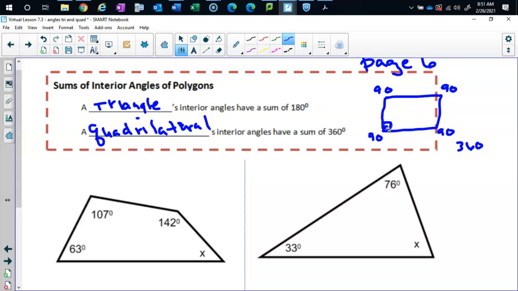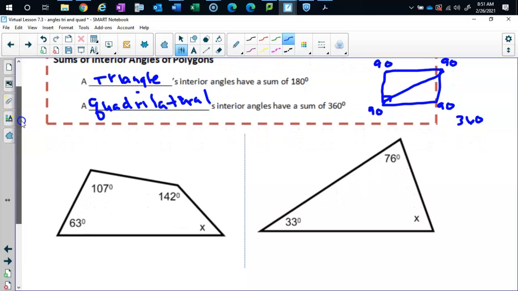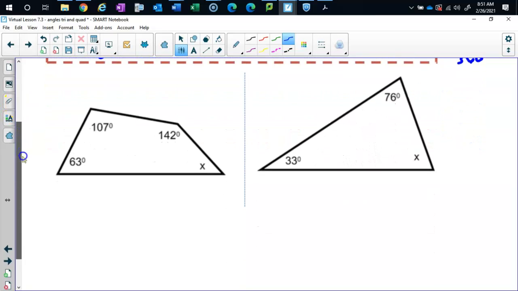Or you could split this into two triangles. This triangle has 180. This triangle has 180. 180 plus 180 is 360. I don't care how you remember it, but you need to know that a triangle has 180 degrees in it and a quadrilateral has 360.